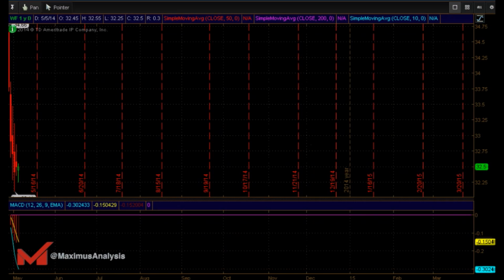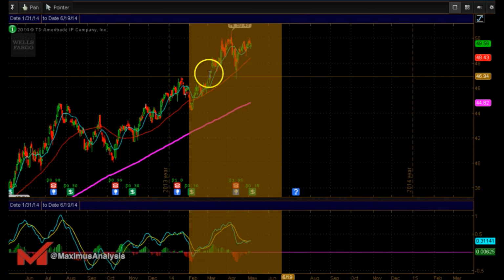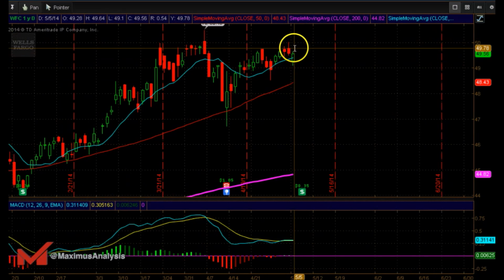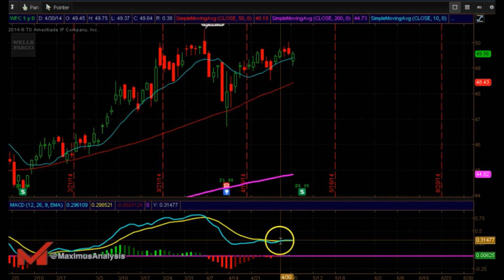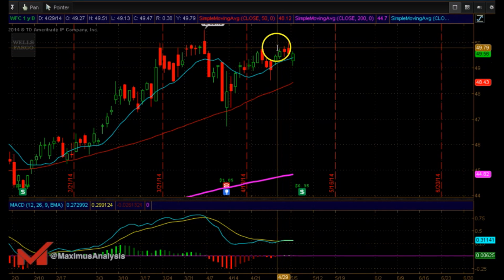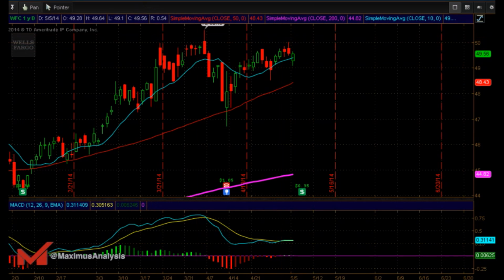We want Wells Fargo. Wells Fargo continues to just look really good, really good compared to everything. This bearish MACD was kind of annoying, and then it crossed above here. So we're going to see if it takes out these recent highs.